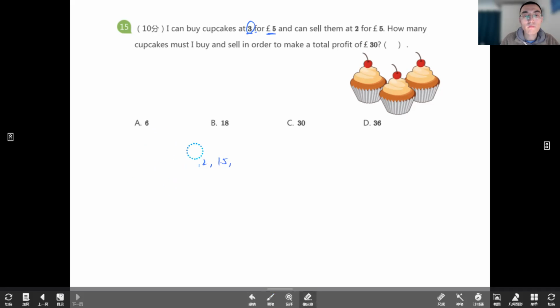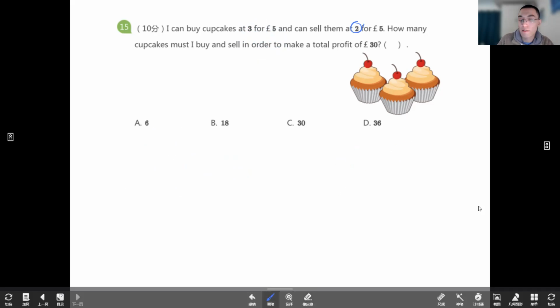And then, if we're going to sell them, it's the same thing. For the customer, they buy 2 cupcakes for 5 pounds. We can only sell them in groups of 2, because if we sell them in a group of 3, we're going to need fractional money from the customer, which is impossible. We don't have fractional money in real life. We only have 5 pounds, not 5 over 3 pounds or 5 over 2 pounds.